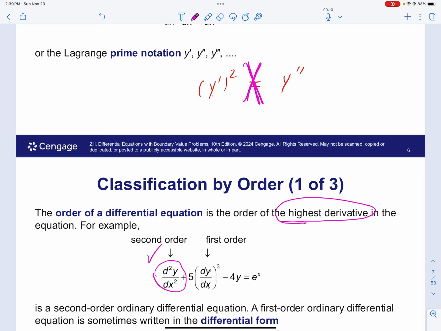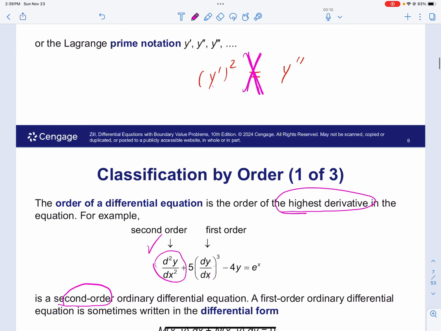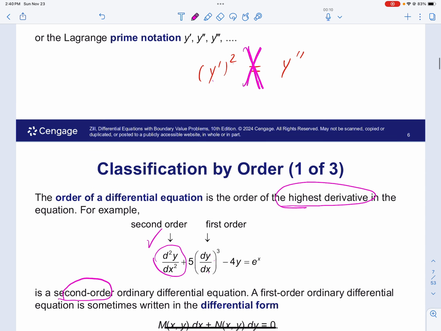So the order is still to be what? 2. It's still second order. Are you guys okay? This is very important. Although it can be a cube, it will never make it the second derivative or third derivative, okay?